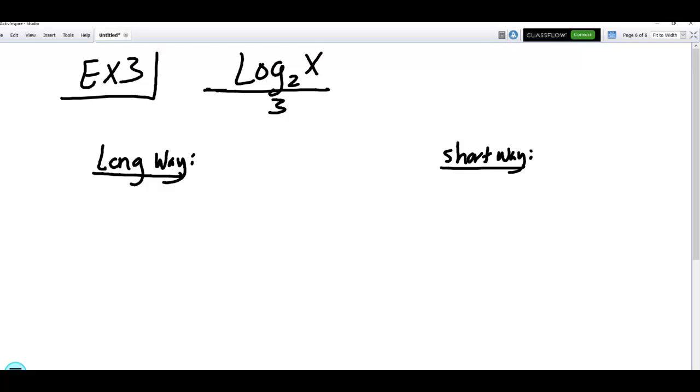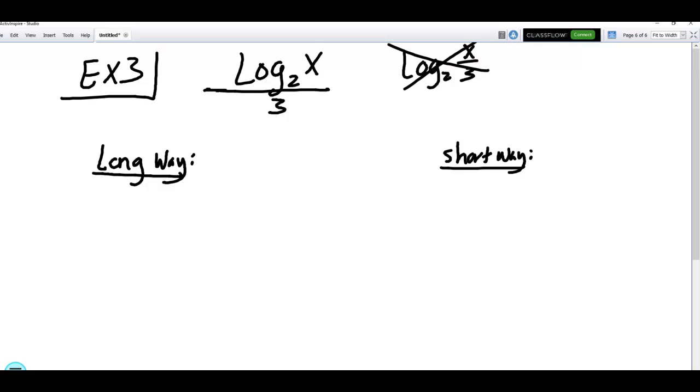My bad. Okay, so first of all, you're going to see logs that look like this. I want you to understand there's a difference between what I've written here. Don't write this, just look. This is not the same thing as the one on the left. Those are different. That one comes from property B, but this one's different. The whole log, not just the x, is being divided by 3. So I'm going to show you how to deal with that.